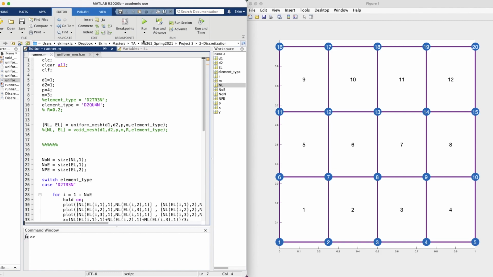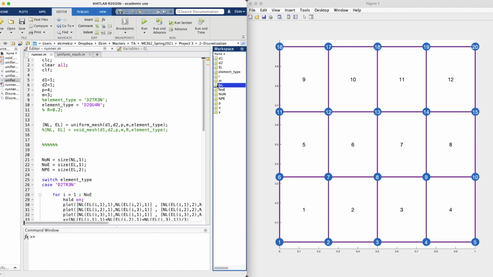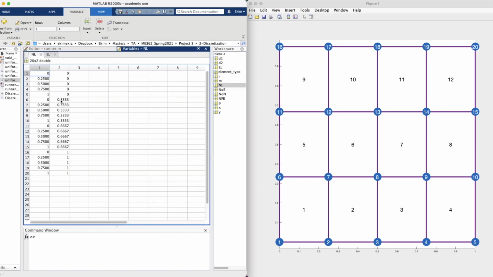Okay, so for this particular domain, let's see our node list. As in our previous videos, the node list stores the x and y coordinates of every node. The first column is the x coordinates and the second column is the y coordinates. If you look at the first node, it's at 0 and 0. And the 20th one, it should be 1 and 1, right? 1 and 1. So this is our node list, nothing new here.